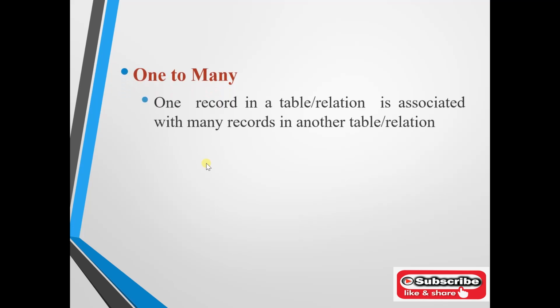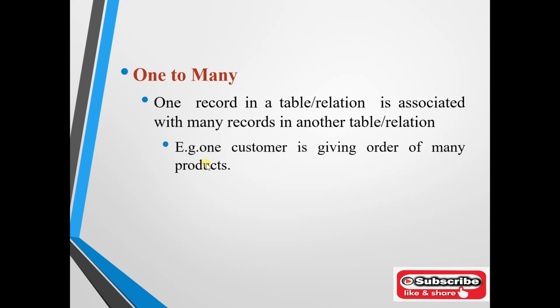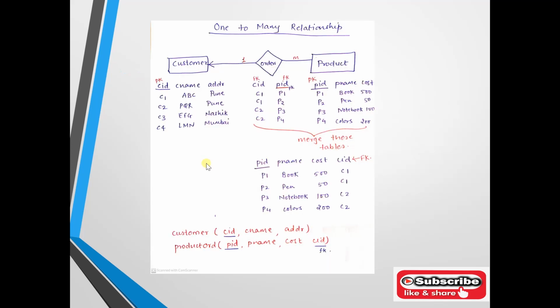So what is one to many? One record in a table or in a relation is associated with many records in another table or in another relation. One entity of an entity set is associated with many entities of an entity set. The example of one to many is one customer is giving order of many products. I will explain this relationship with an example.